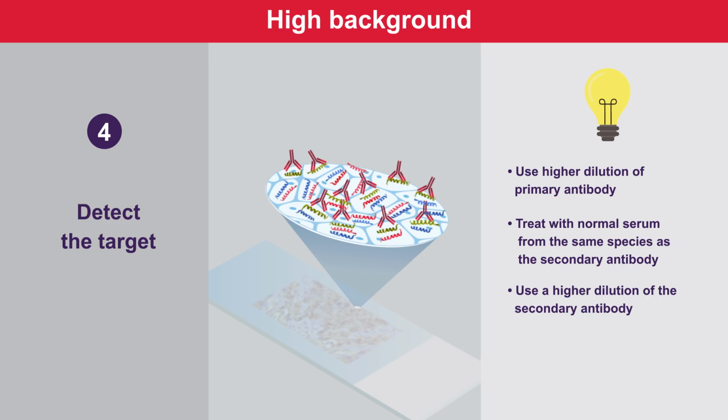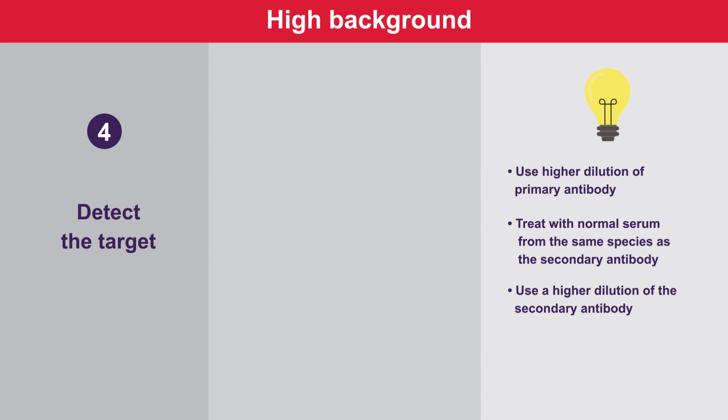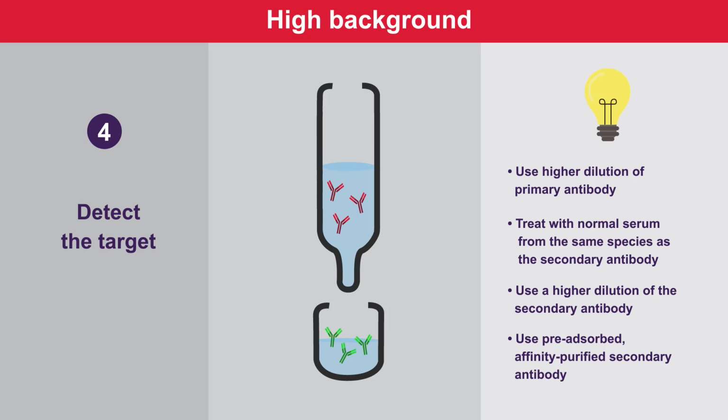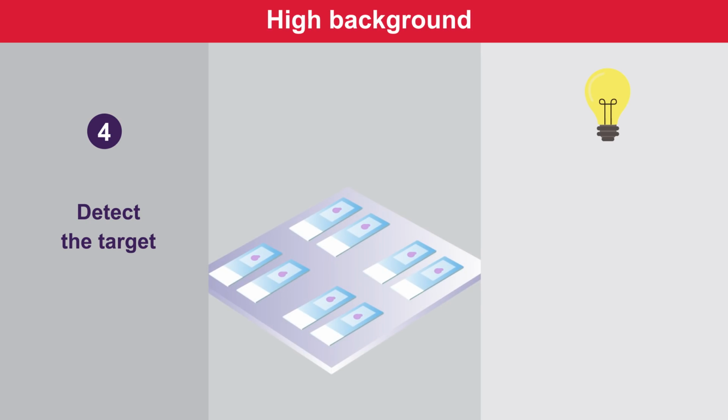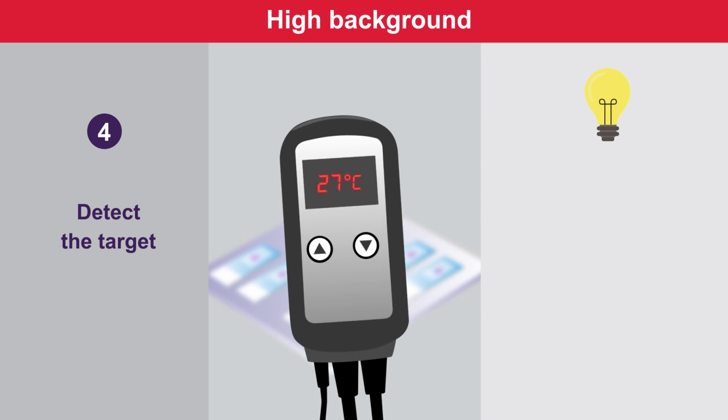Secondary antibody can cause nonspecific signal by reacting with tissue proteins. In this case, it is best to switch to a pre-adsorbed, affinity-purified secondary antibody such as those offered by Thermo Fisher Scientific. Sometimes high incubation temperatures can interfere with target detection. Solve this by lowering the temperature, even using a 4-degree incubation.